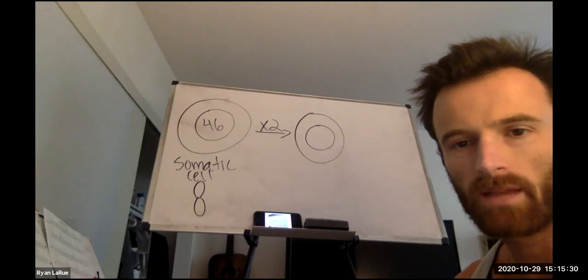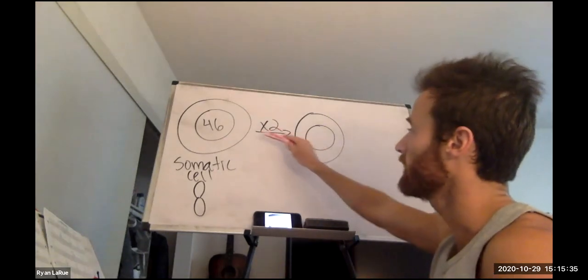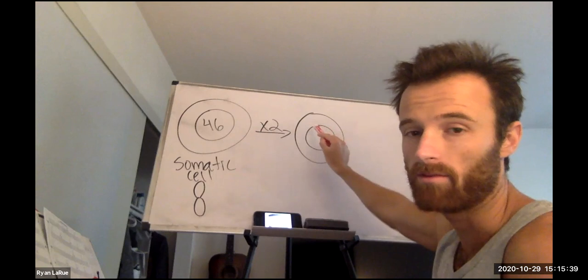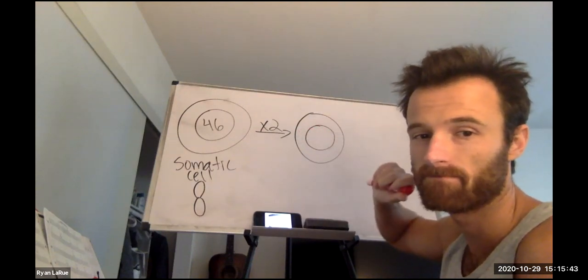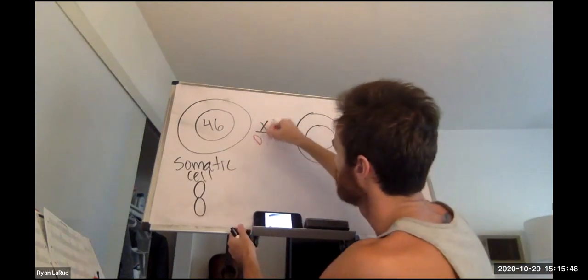So who wants to tell me how many chromosomes are present after DNA replication? We start with 46 chromosomes. How many do we have after we duplicate all of our chromosomes during DNA replication?